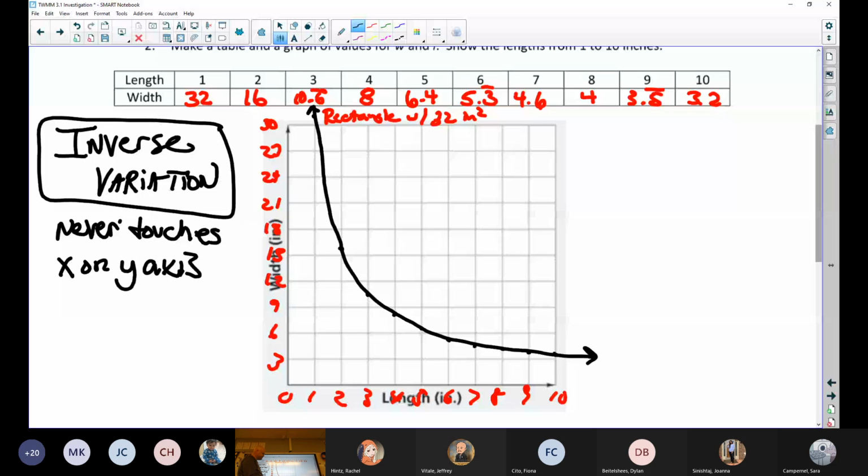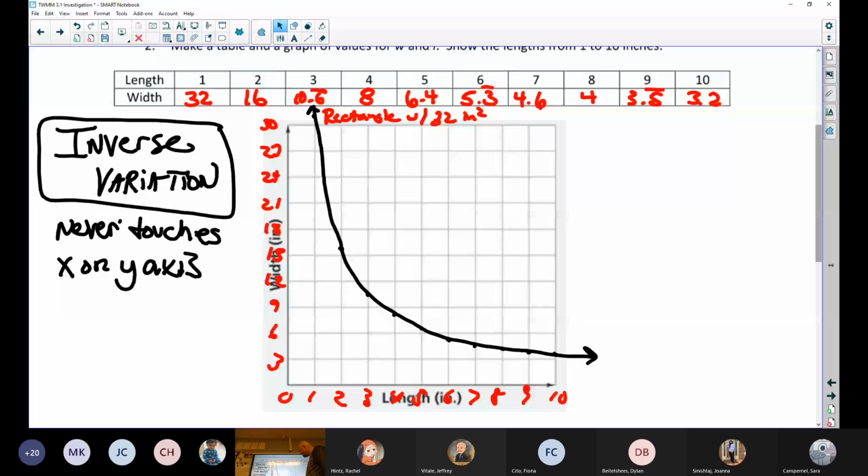And here's why. Okay. If I multiply anything by 0, what do we get? 0. 0, right? And here, we're supposed to get length times width equals some fixed number. Well, anything times 0 is not going to be that 32. It's going to be 0.